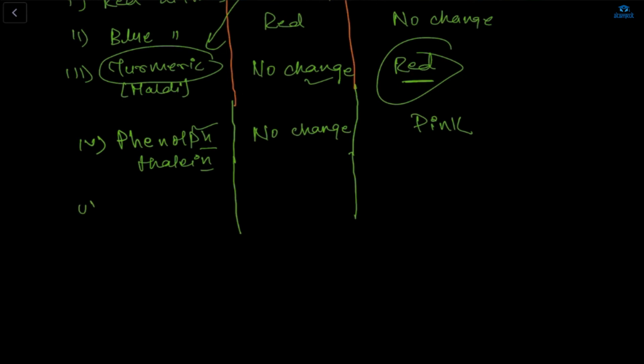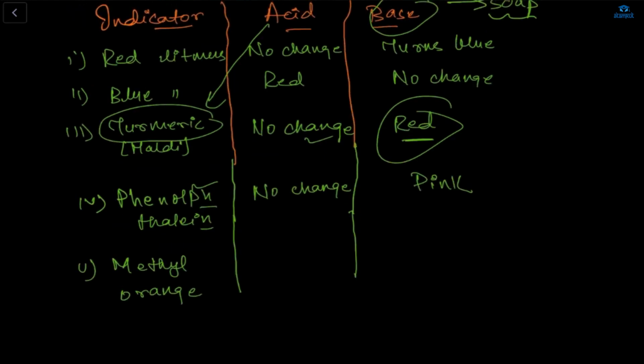And the last one is the beautiful one, the methyl orange. If we add acid into methyl orange, it will turn its color to red. And if we add base into the methyl orange, it will turn its color to yellow. So this is a unique one.